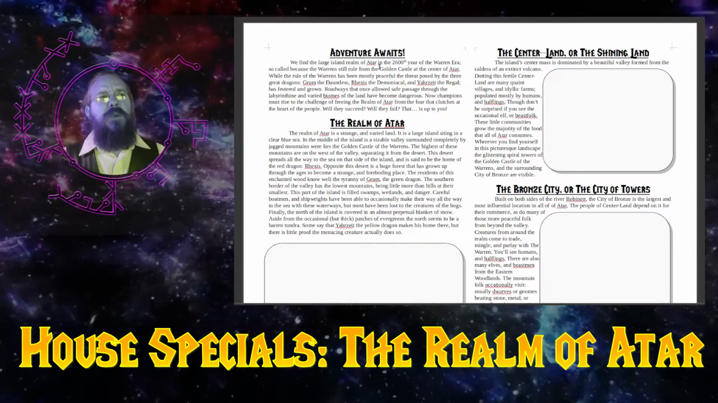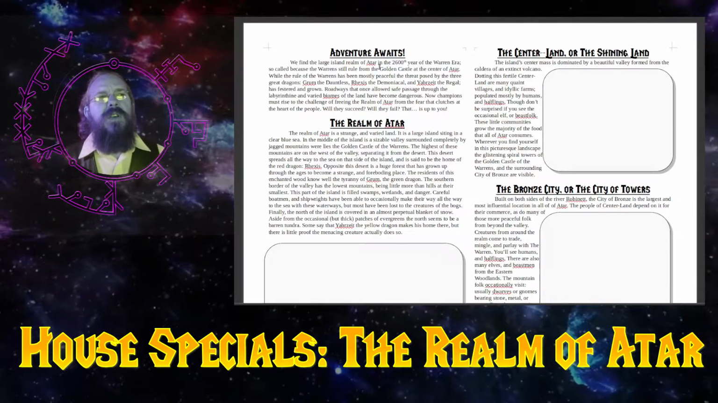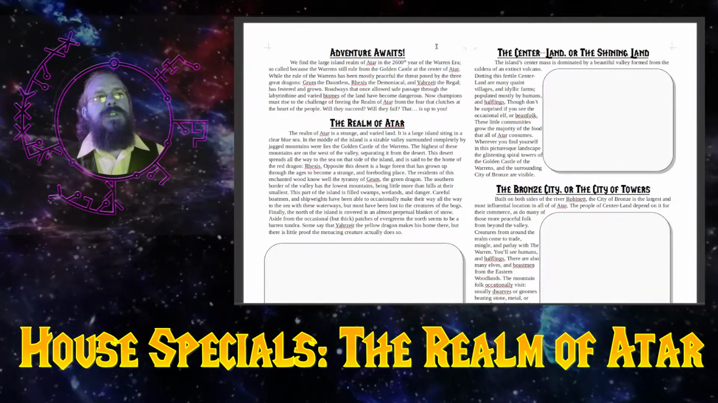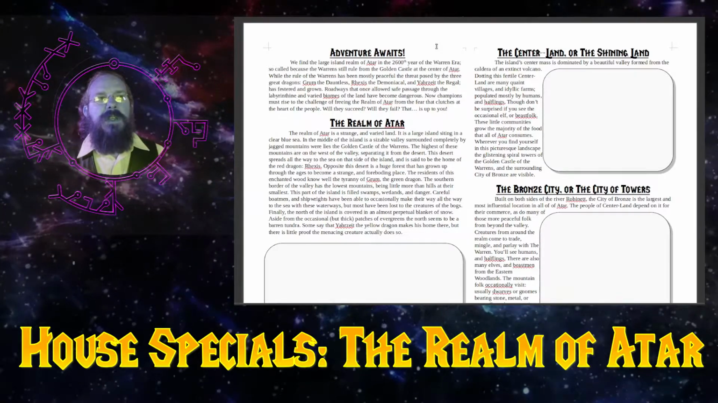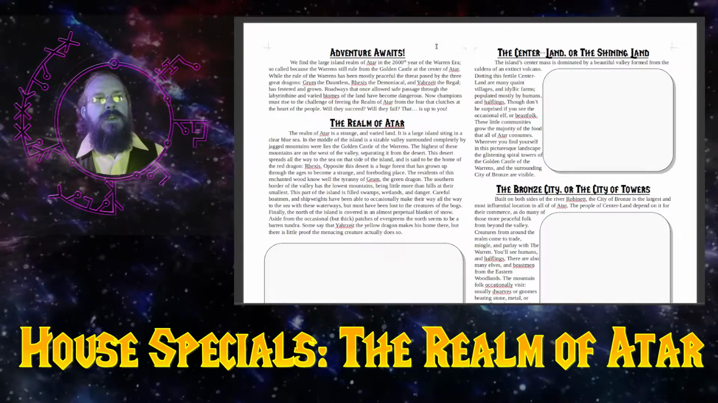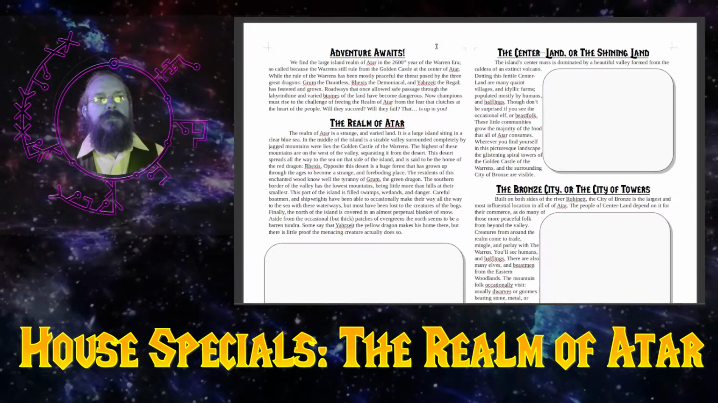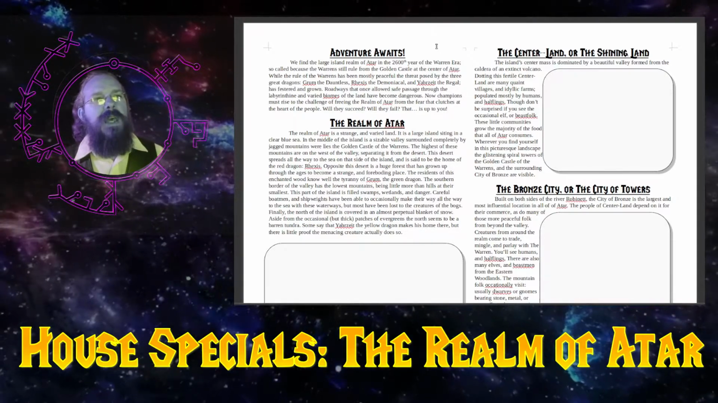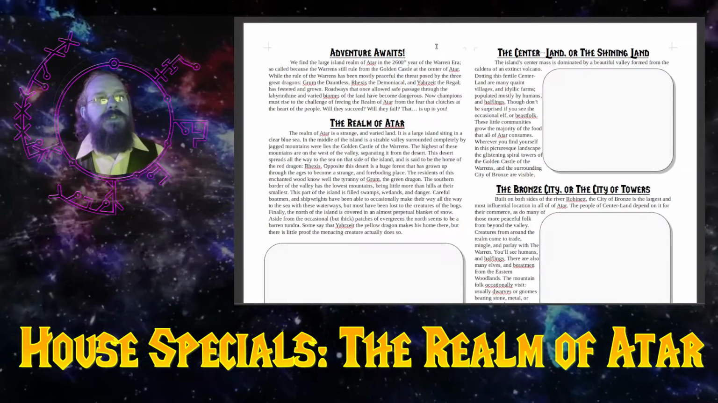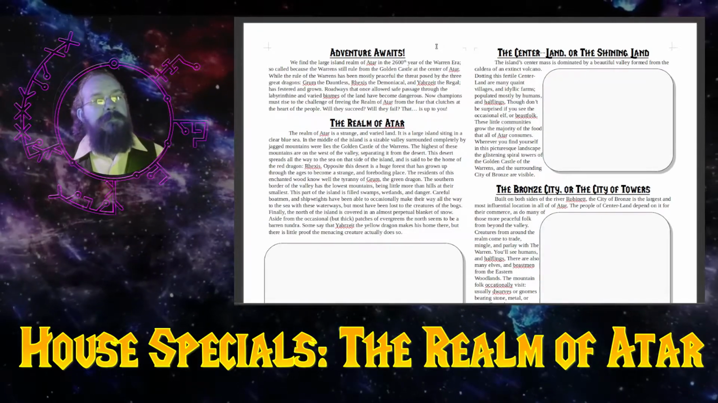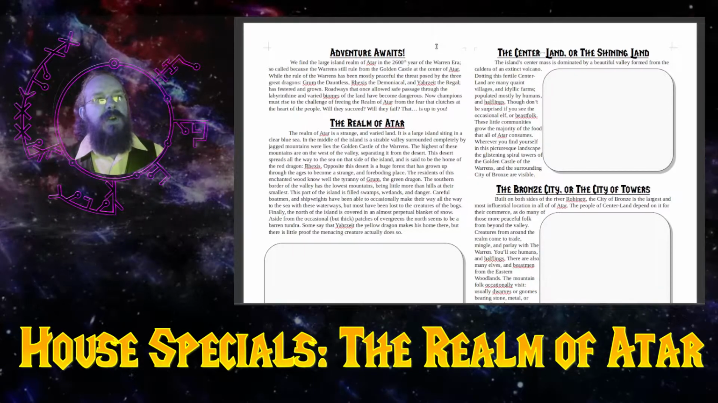So, adventure awaits. We find the large island realm of Atar in the 2600th year of the Warren era, so called because the Warrens still rule from the golden castle at the center of Atar. While the rule of the Warrens has been mostly peaceful, the threat posed by the 3 great dragons, Grum the Dauntless, Rexus the Demoniacal, and Yarzite the Regal, have festered and grown. Roadways that once allowed safe passage through the labyrinthine and varied biomes of the land have become dangerous. Now champions must rise to the challenge of freeing the realm of Atar from the fear that clutches at the heart of the people.